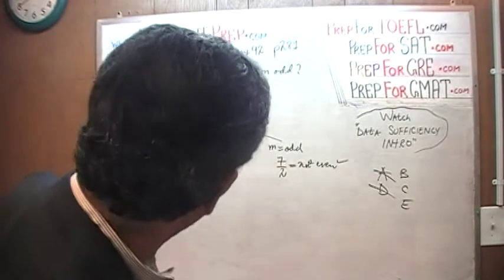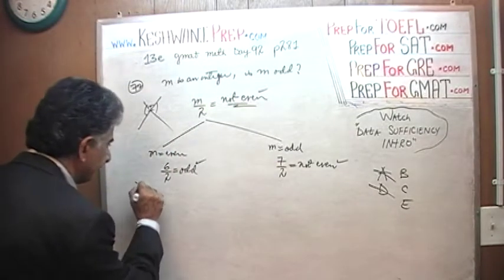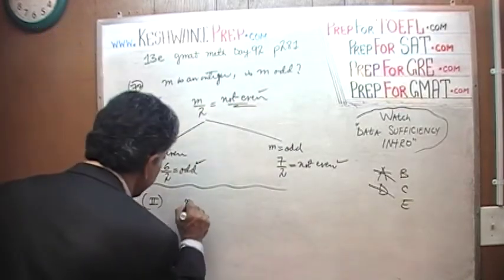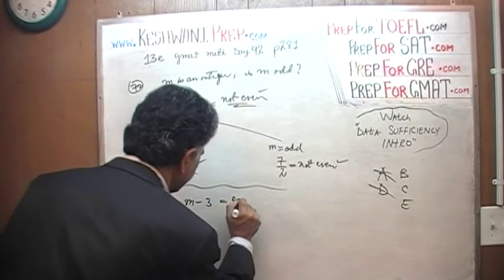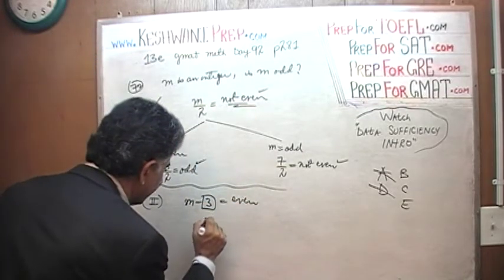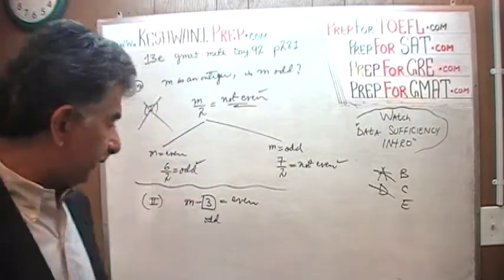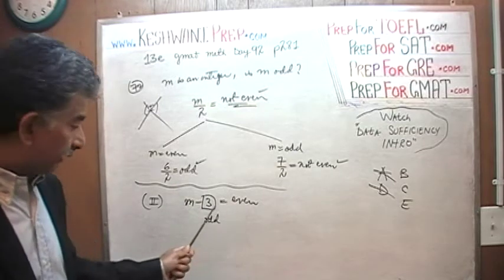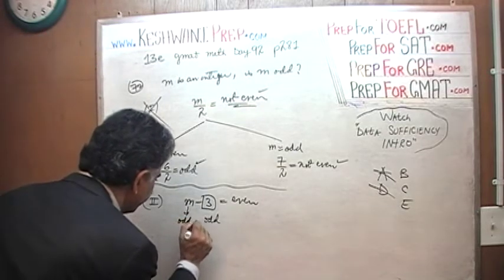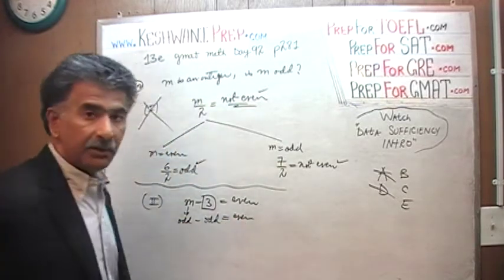Let's look at the second statement. In the second statement they tell us that m minus 3 is even. Well, 3 is an odd number. If an odd number is subtracted from a number and the result is even, that number must also be odd. Because odd minus odd equals even.